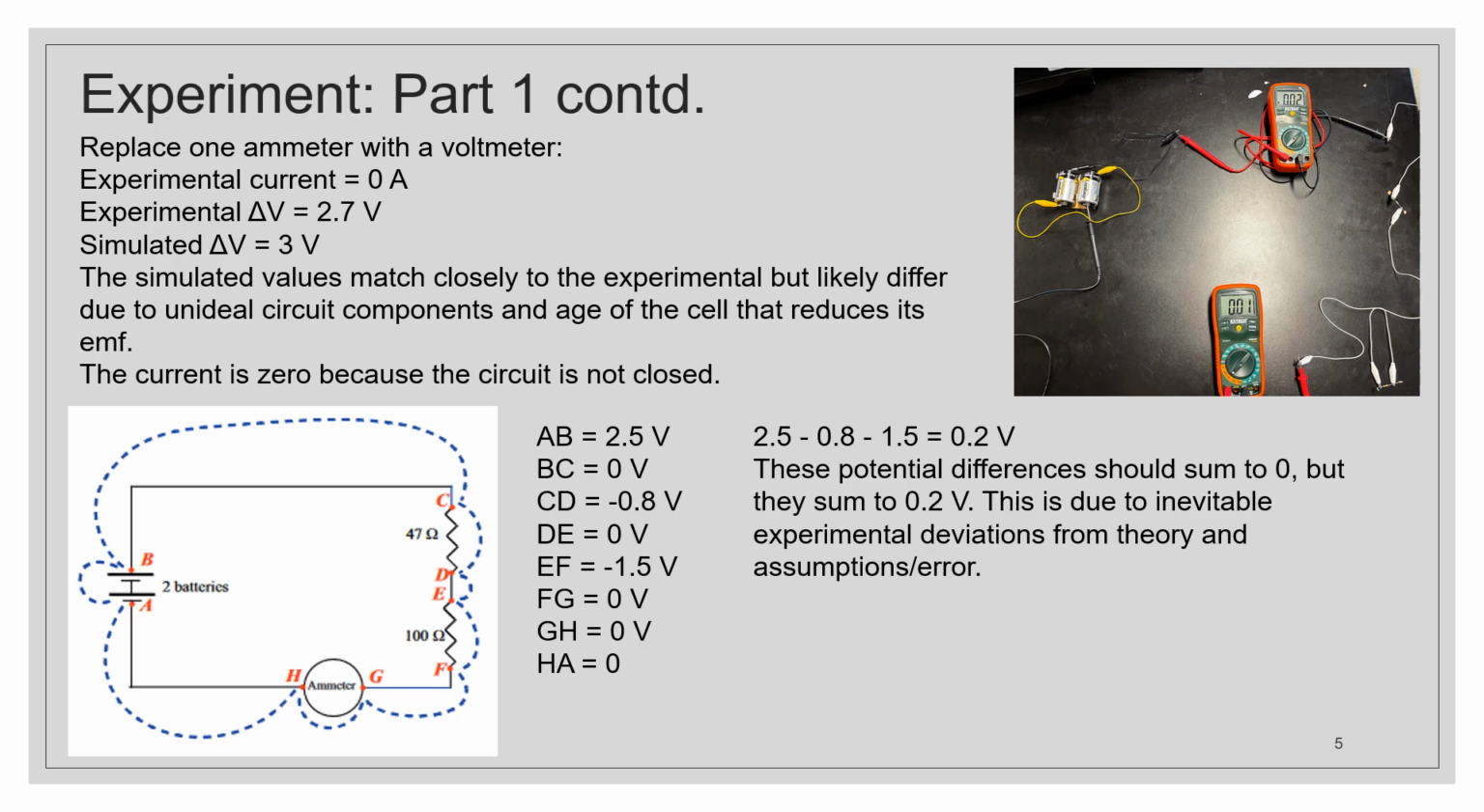Also on this slide is the potential difference across different parts of the circuit. They should all sum to 0, but experimentally they sum to 0.2 volts. This is due to inevitable experimental deviations from theory and assumptions and error.